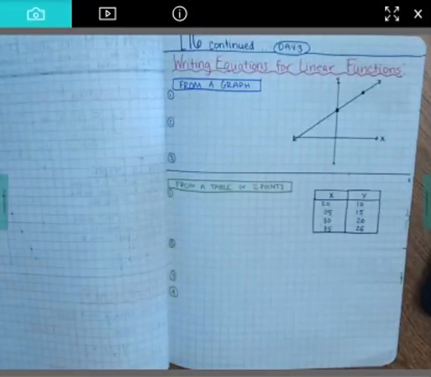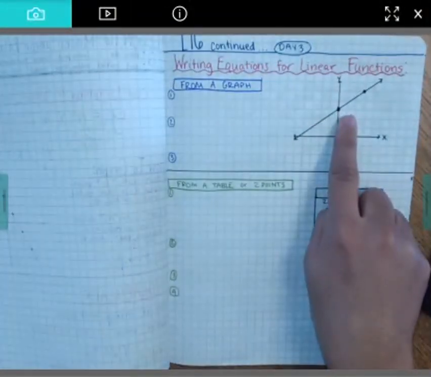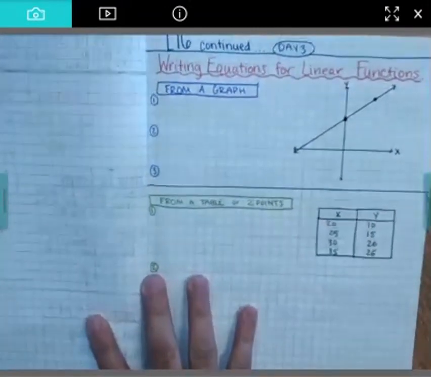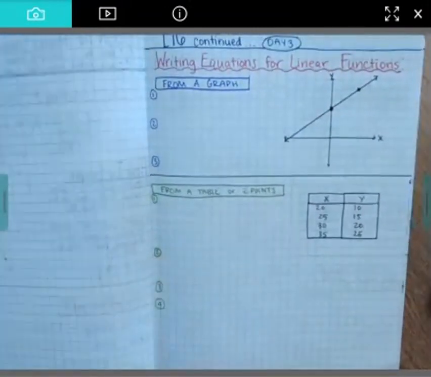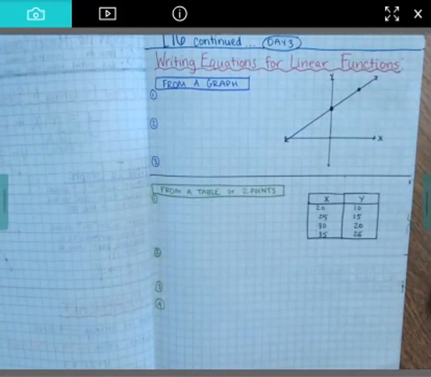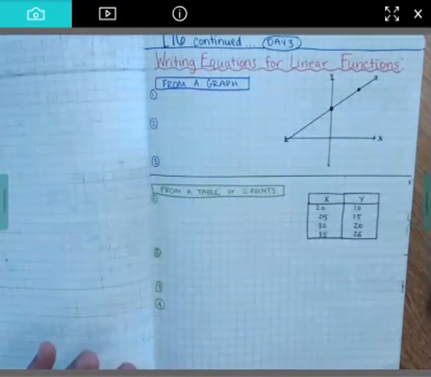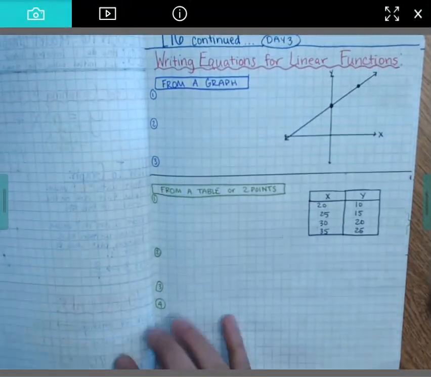So let's say we're given a graph and we're supposed to write an equation from this information. I'm going to zoom out for you guys. Go ahead and pause the video right now to get your journal set up. But once you have this in your journal, go ahead and unpause and we're going to get rolling.